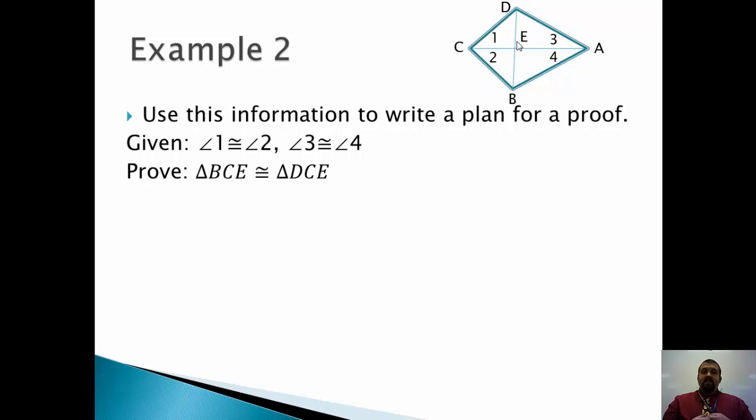Now, if I said instead, use this information to write a plan for a proof, well, let's look at what I have here. I have angle 1 being congruent to angle 2, angle 3 being congruent to angle 4, and what I'm trying to show is that triangle BCE, so this triangle right in here, and triangle DCE are congruent. I don't care about any other triangles, I just want those to be congruent.